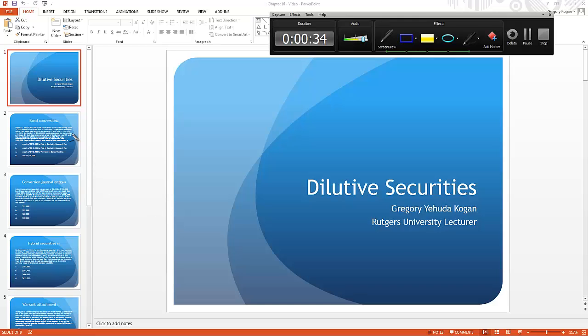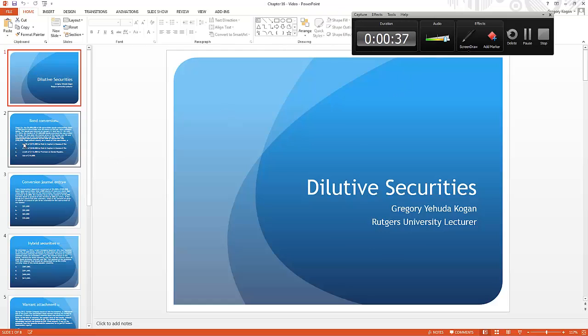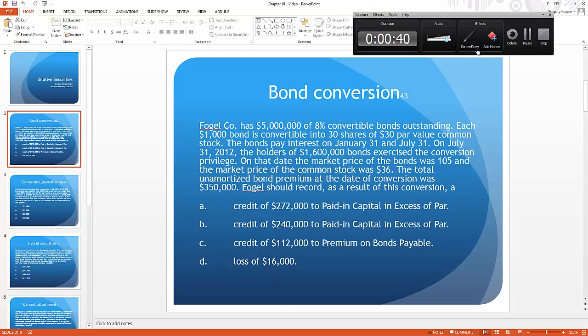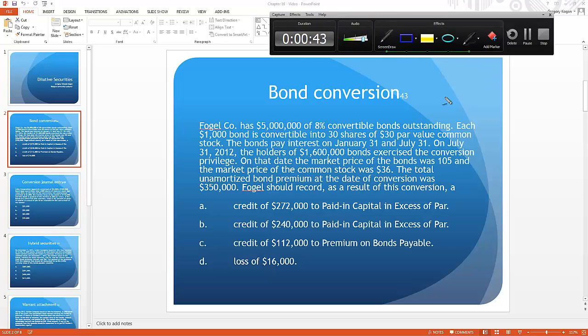So I want to do a quick question here first, and this is going to be regarding bond conversion. I'll read the question. Fago Company has $5 million of 8% convertible bonds outstanding. Each $1,000 bond is convertible into 30 shares of $30 par value common stock, and the bonds pay interest on January 31 and July 1. Then a portion of these bonds get converted, and they give us the market price, the common stock price, and the unamortized premium at the time of conversion.